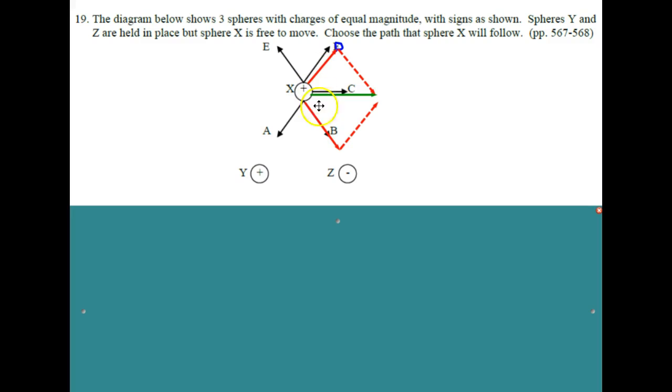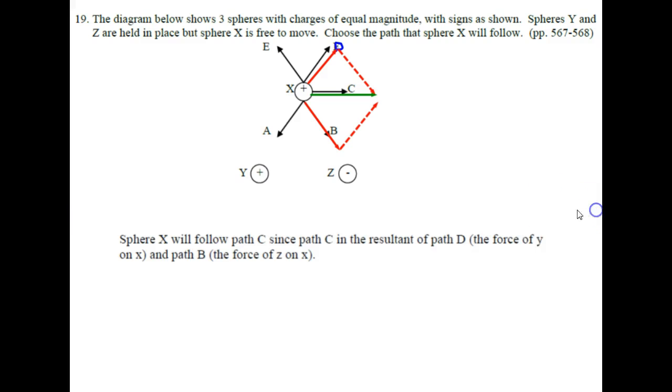So you can see the red arrows here are the forces of repulsion and attraction, and that they set up a parallelogram with the resultant being the green arrow, which is along path C. So sphere X will follow path C, since path C is the resultant of the attraction and repulsion from Y and Z. That'll do it for our solutions on 16 through 19.